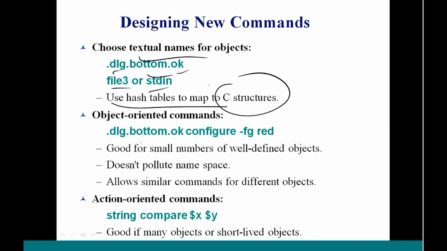Object-oriented commands, essentially, are like dialog.bottom.ok, and then we use configure, and then we say foreground is red. These kinds of object-oriented commands are good for a small number of well-defined objects, and they don't pollute the namespace, and they allow similar commands for different objects. And then we also have action-oriented commands like string compare x and y. This one is useful if there are many short-lived objects. These commands are useful.